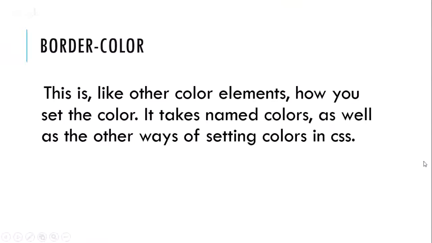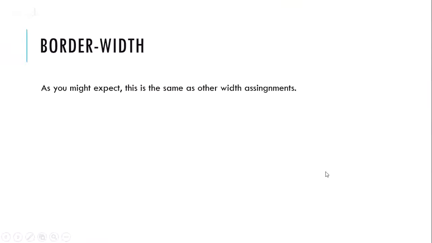All right, color. Imagine that is like other color elements, how you set the color. So like text color or background color, it's all the same kind of jazz. It takes named colors as well as the other ways of setting colors in CSS. I like hex more than RGB, but if you're going to do transparency, you'll want to do RGBA. Anyways, all right, and width, as you might expect, is pretty much the same as other width assignments. You tell it how wide you want it, and it makes it that wide.